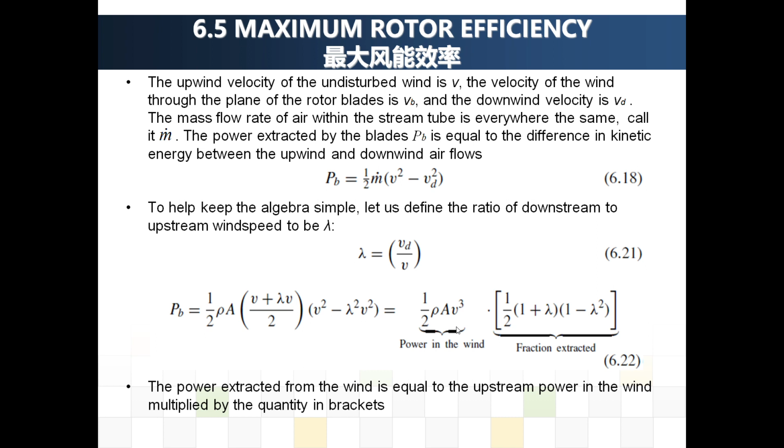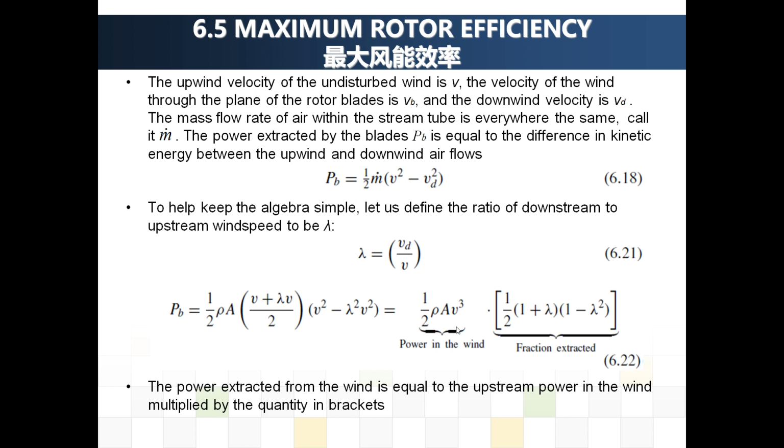The upwind velocity of the undisturbed wind is V. The velocity of the wind through the plane of the rotor blade is Vb, and the downwind velocity is Vd. The mass flow rate of air within the stream tube is everywhere the same. Call it m dot.